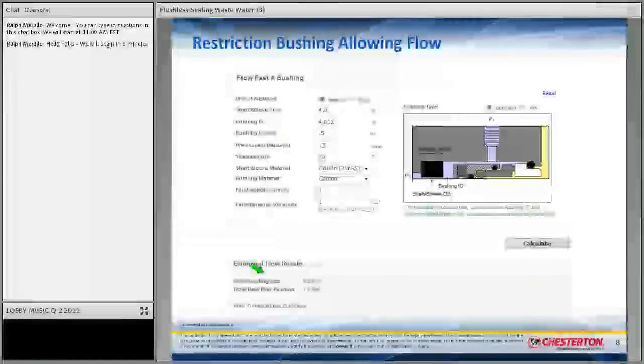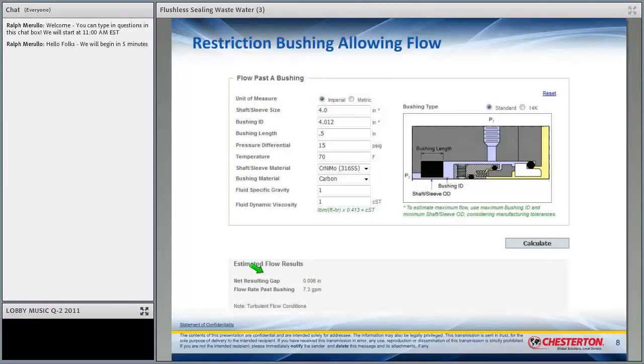This is Chesterton's restriction bushing flow program. It's an online calculator that our sales folks and our engineers use all the time. What Chesterton did was a series of tests in the lab. Dr. Ray Clark is a computational fluid dynamicist, someone who studies fluid flow.